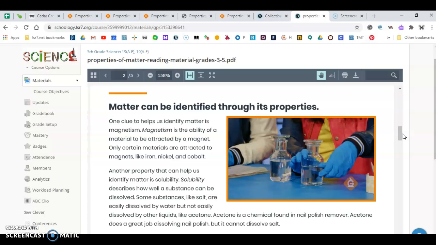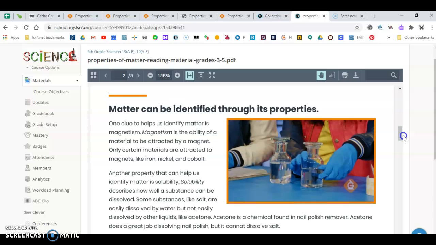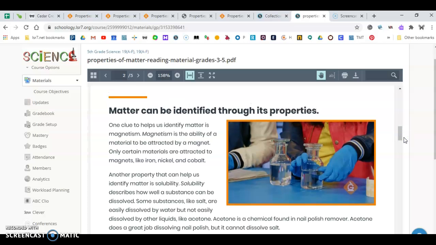Another property that can help us identify matter is solubility. Solubility describes how well a substance can be dissolved. Some substances, like salt, are easily dissolved by water, but not easily dissolved by other liquids, like acetone. Acetone is a chemical found in nail polish remover. Acetone does a great job dissolving nail polish, but it cannot dissolve salt.